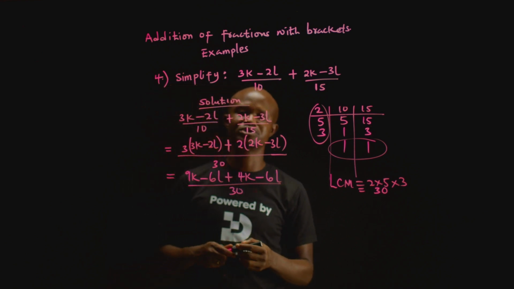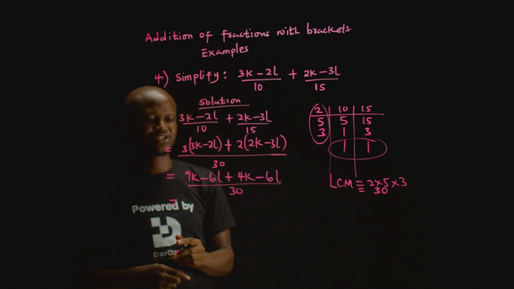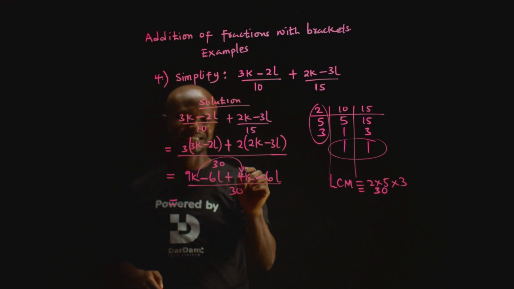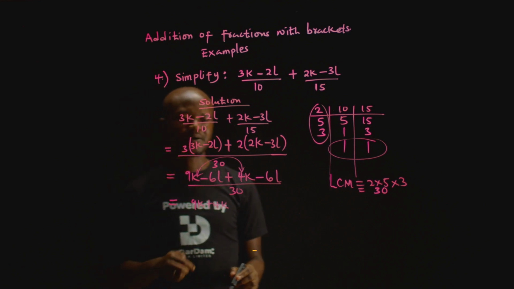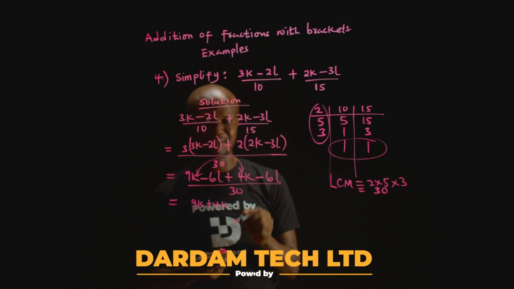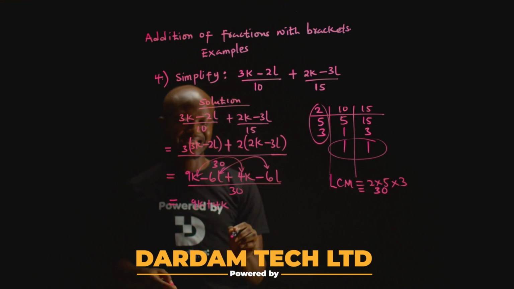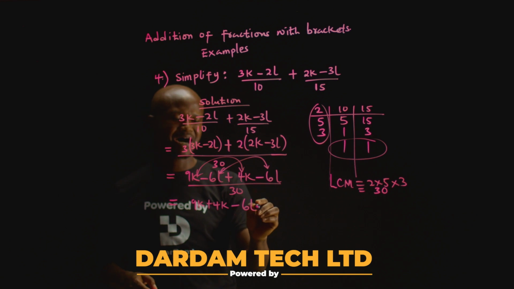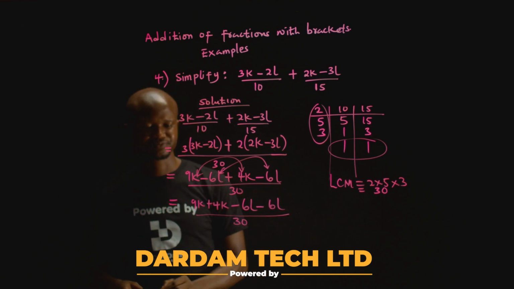The next thing for us to do is to collect the like terms. Collecting the like terms at the numerator, we have 9k and 4k, they are like terms. So we bring them together. 9k plus 4k. Then minus 6l and minus 6l. They are the same, so they are like terms. So in that case, we have minus 6l minus 6l divided by 30.